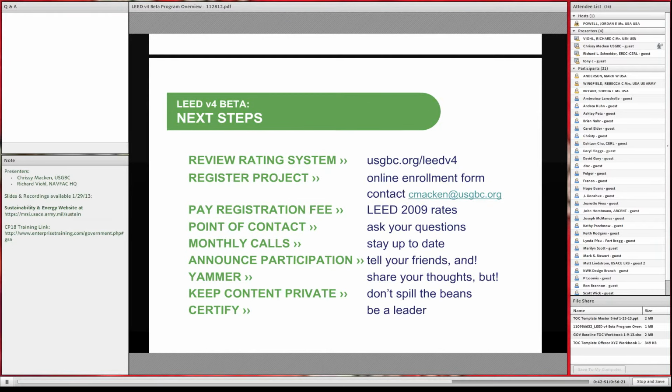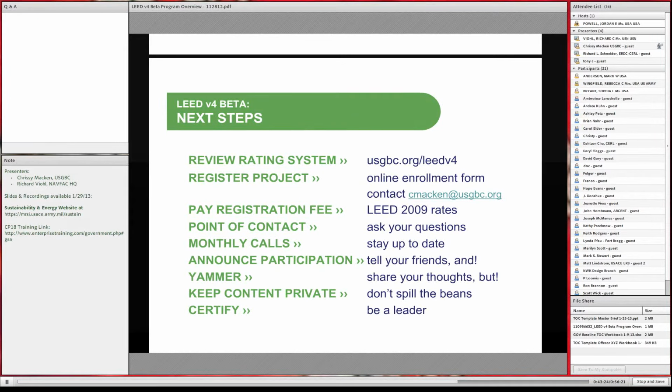So finally, if you are interested in taking that next step, review the rating system and the changes. We also have toolkits for BD&C and EBOM projects that we can distribute to help you really understand the major changes between the rating system. If you want the online enrollment form, you can just email me. Again, pay the registration fee, ask your questions to the point of contact. We host monthly calls with each of the project teams as a group to help keep everyone up to date, and provide a chance for folks to ask questions of each other and to USGBC staff.